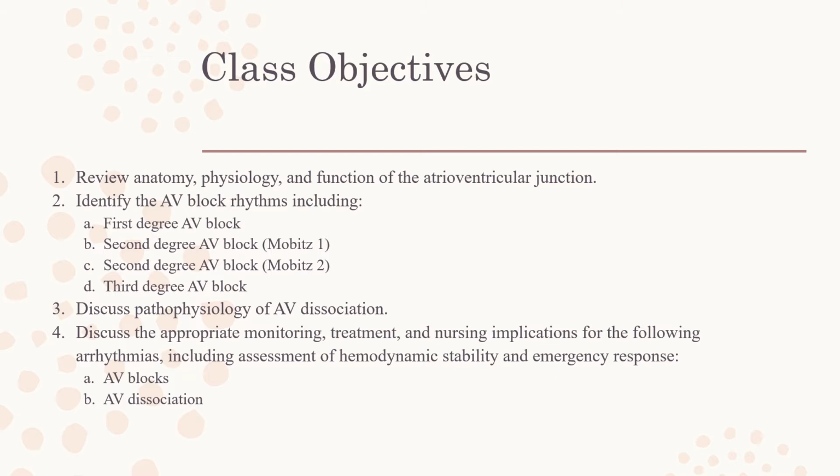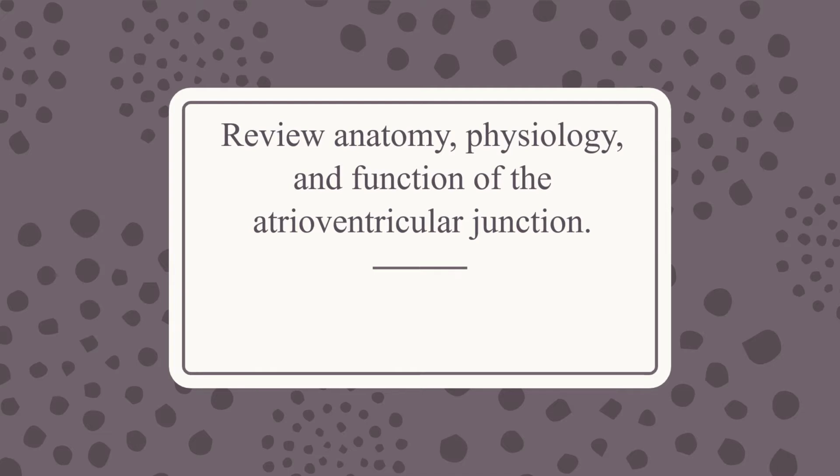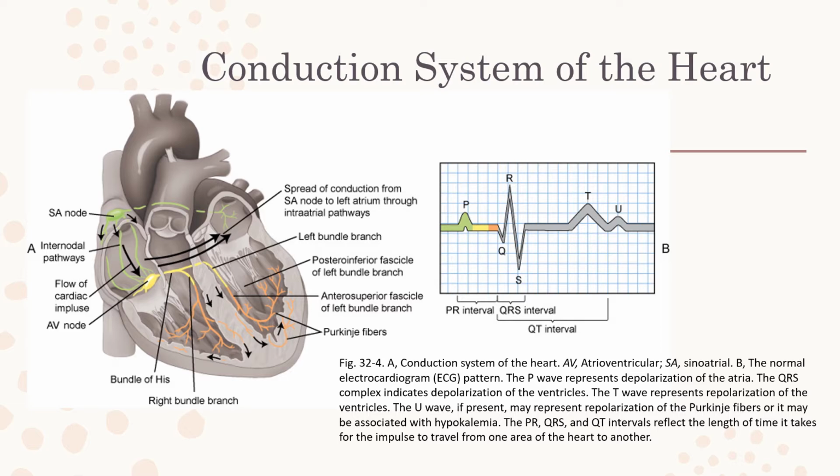So the rhythms we're going to talk about today, first degree AV block, which is associated with a sinus rhythm. We tend to say normal sinus rhythm with first degree AV block, or sinus tachycardia with first degree AV block. Second degree AV block, which is Mobitz type 1, second degree AV block, which is Mobitz type 2, and third degree AV block. We're going to talk about the monitoring, treatment, and nursing implications for those arrhythmias and assessing hemodynamic stability and emergency response. So let's once again review the anatomy, physiology, and function of the atrioventricular junction.